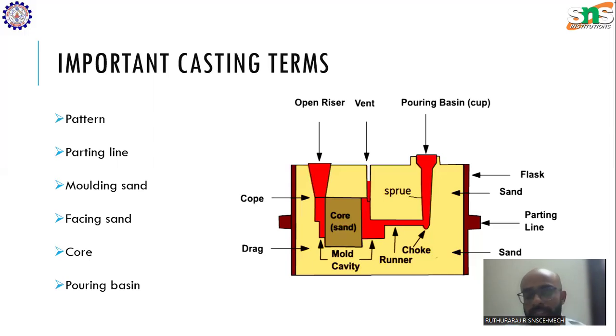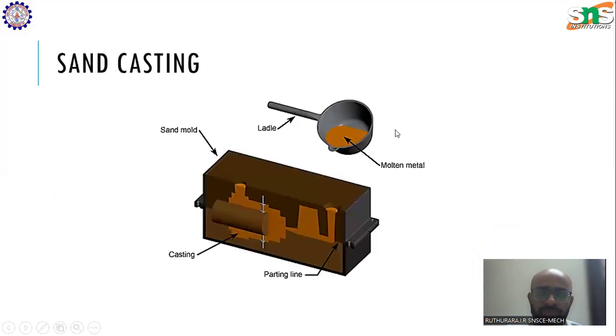Then there are other parts: pouring basin, runner, riser, etc. Pouring basin is also called cup, where the molten metal is poured. As you can see here, there's an enlarged opening to enable the pouring of molten metal. And also, there is a container which carries the molten metal. That is called ladle.